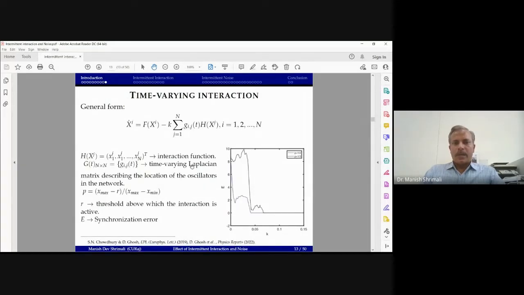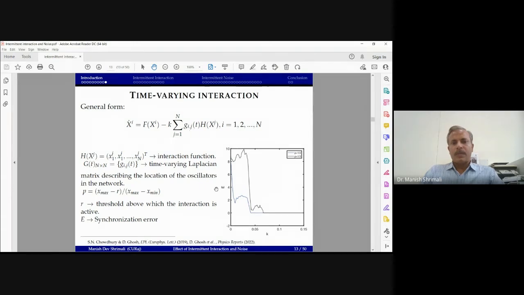Later, this time varying interaction was also considered for systems which are in close proximity. That means we define a threshold R, which is the range of the interaction, and that will decide the parameter P, whether you are in the interaction range or outside the interaction range, and that will give rise to the time varying Laplacian function G.